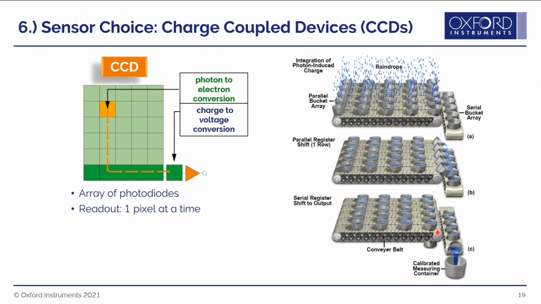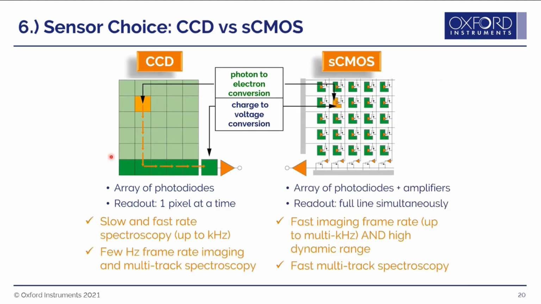One thing you can do with CCDs that you can't do on, for instance, sCMOS, is bin multiple pixels together, or bin a whole row. By binning, I mean merging together into a whole row, and so you can achieve fast speeds, which is useful for things such as spectroscopy.